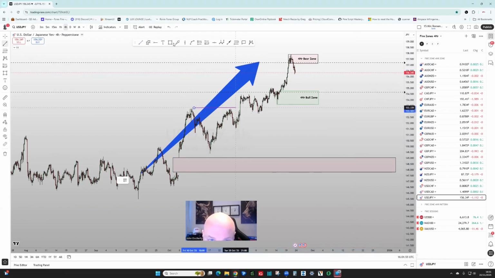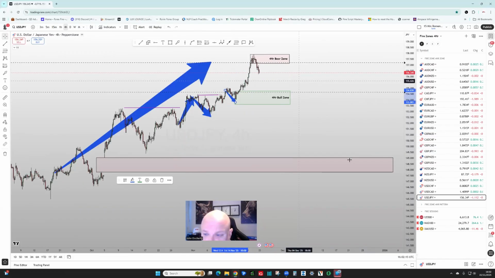As you take liquidity, remember what I say. You take liquidity, you've got to create it. And when you create it, that's there for when you're coming back down the other side of the mountain. Okay, so again, liquidity taken here. Correction is where we pulled back. So that created the 4-hour bull zone.